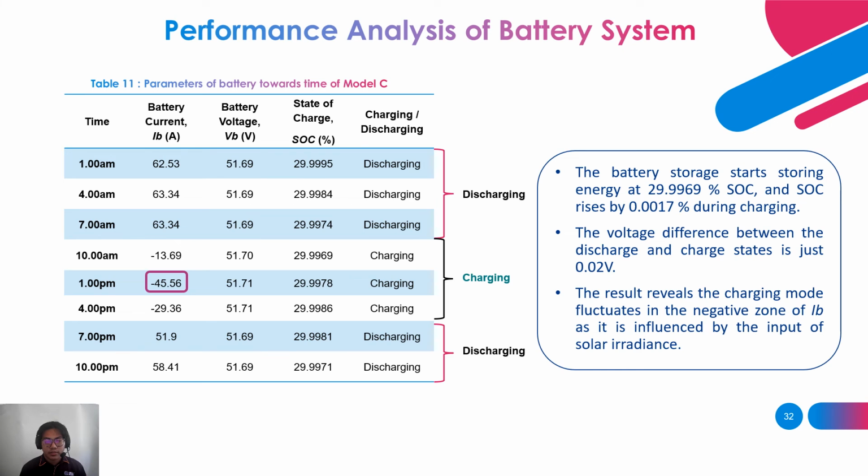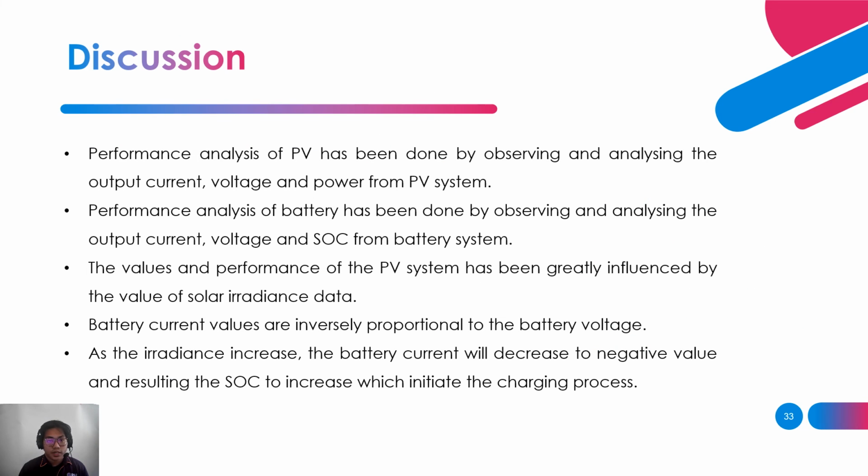The performance analysis of PV has been done by observing and analyzing the output current, voltage and power from the PV system. Meanwhile, performance analysis of the battery has been done by observing and analyzing the output current, voltage and state of charge from the battery system. The values and performance of the PV system have been greatly influenced by the value of solar irradiance data. Battery current values are inversely proportional to the battery voltage. As the irradiance increases, the battery current will decrease to a negative value, resulting in the state of charge increasing, which initiates the charging process.